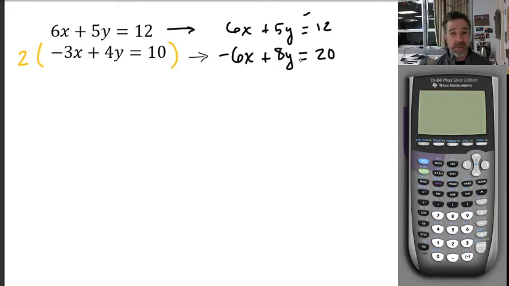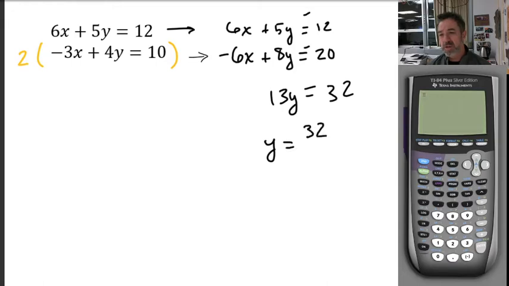I'm going to add equal things on both sides, check, and I will get equal things. And the equal things I get is 13y on the left-hand side, and that's going to equal 32. So first thing, surprise, surprise, y is not pretty. y is 32 over 13, and that is not going to simplify because 13 is prime. So we're stuck with that number.